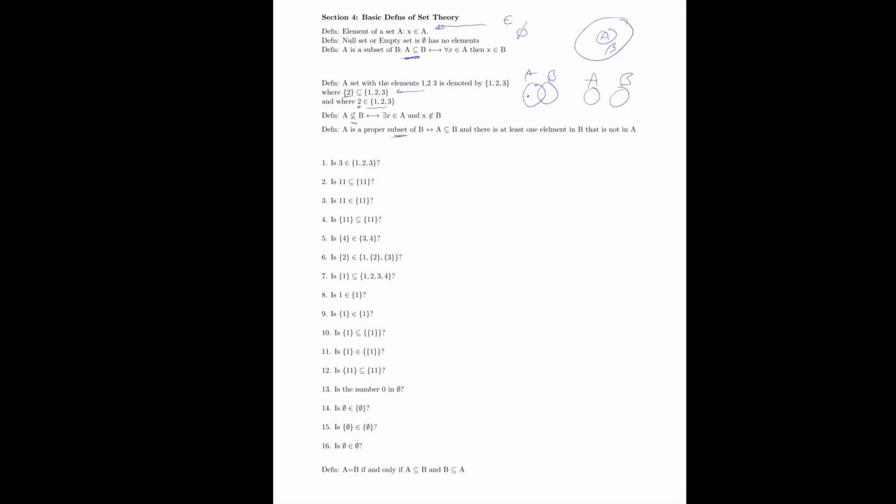So it's a proper subset if A is contained in B like that, if there's something in B that's not in A. All right, let's go through these.